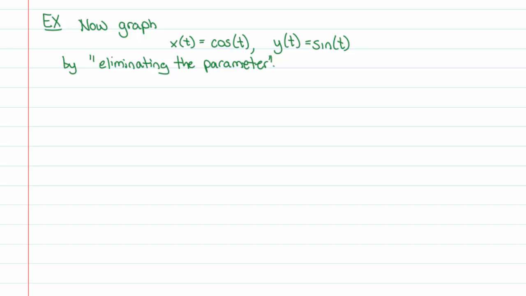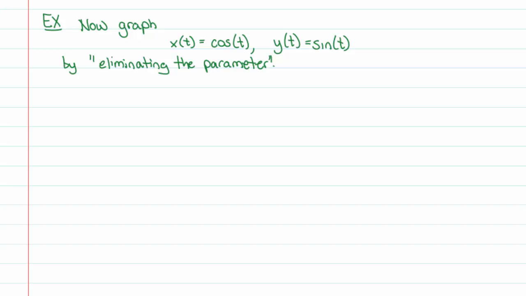So now we're asked to graph this same set of parametric equations via elimination of parameters. So we're going to eliminate the parameter, or relate these two together. If I see that x is equal to cosine and y is equal to sine, I want to create an equation involving cosine and sine. Basically, I want to create an equation using a theorem or an identity involving cosines and sines.